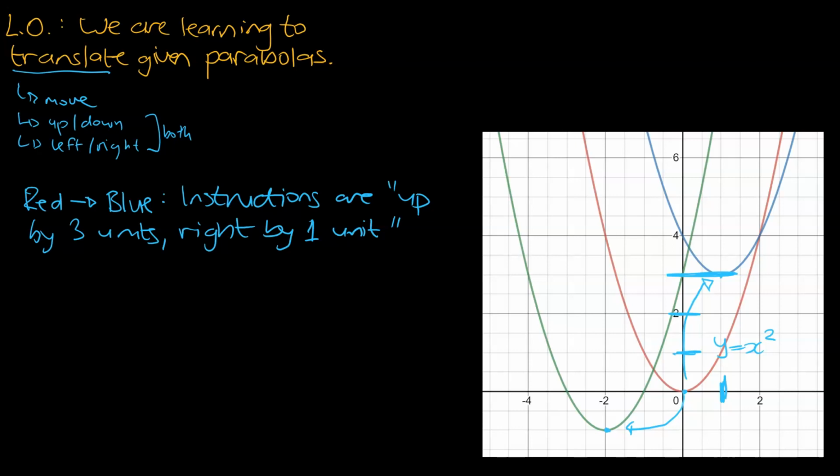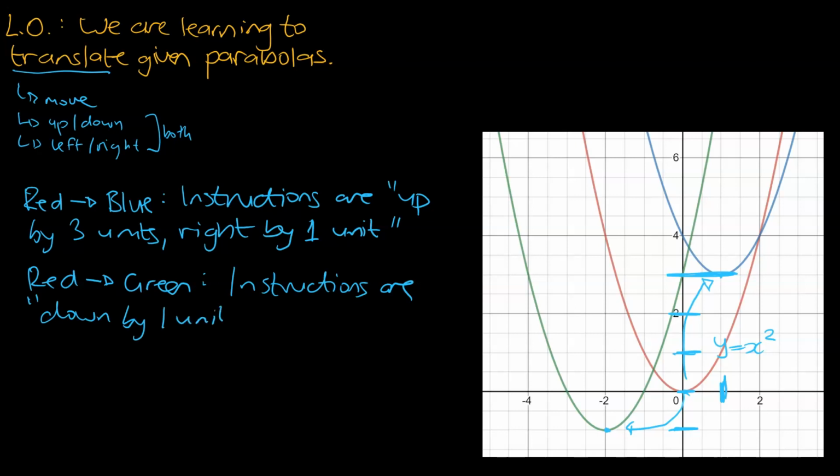Okay, let's have a go at the next one. Let's try to go from the red graph to the green graph. What would those instructions look like? Let's have a look. How much has it moved up or down? It looks like it's just moved down 1, so it's down by 1 unit. And how much has it moved across?